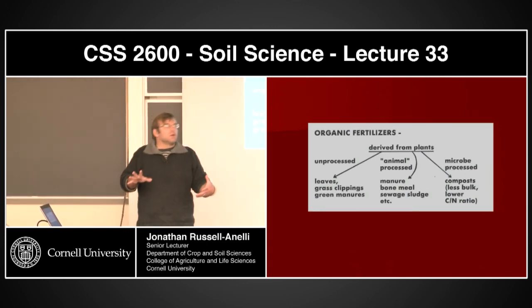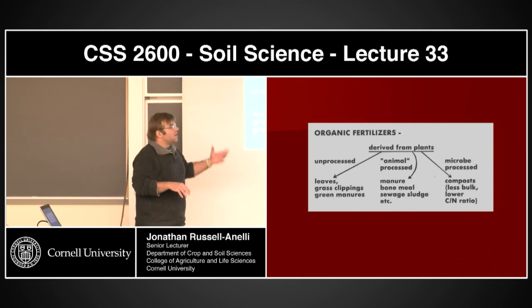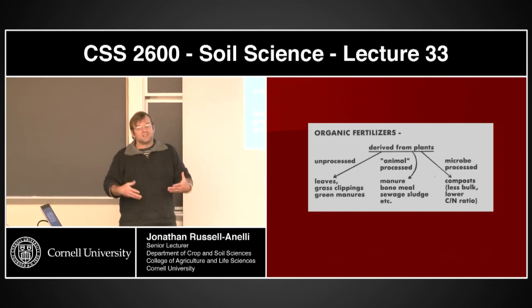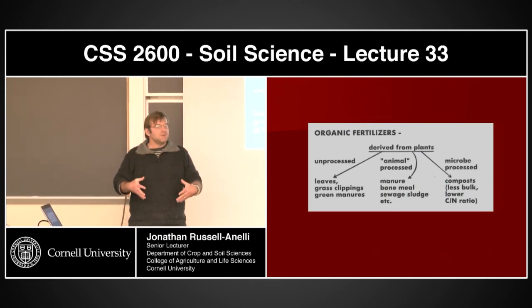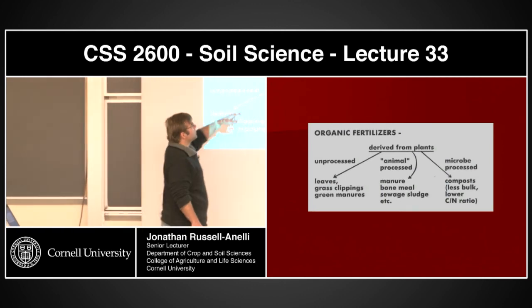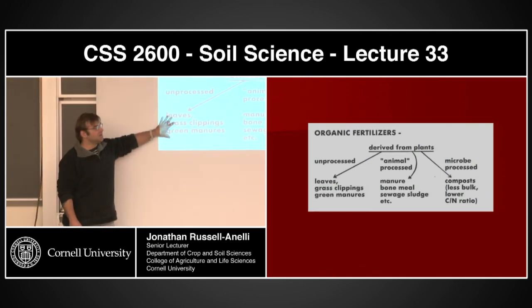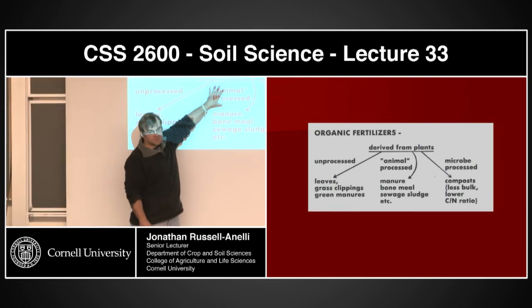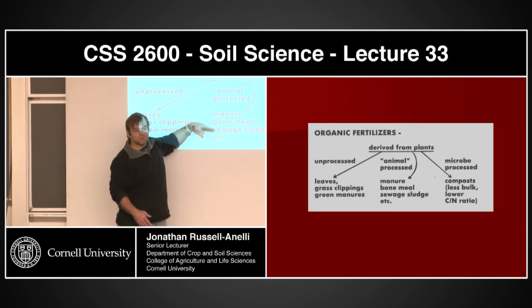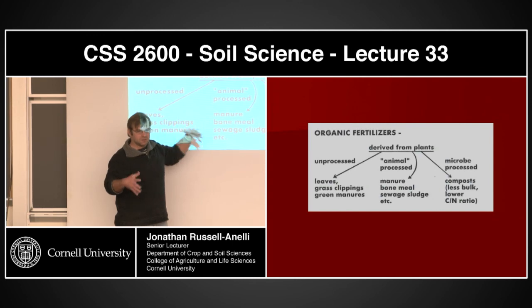This is the last slide before I'm going to set you guys free. Organic fertilizers basically are derived from plants. Ultimately, they're derived from plants, even if you're looking at a bone meal or a blood meal or something like that, because those animals are basically surviving off of plant life. Okay, so unprocessed, obviously, things like leaves, clippings, things like that. We also have animal processed stuff where they're taking the plant material and we're looking at things like manure, bone meal, seaweed sludge, all that kind of stuff.